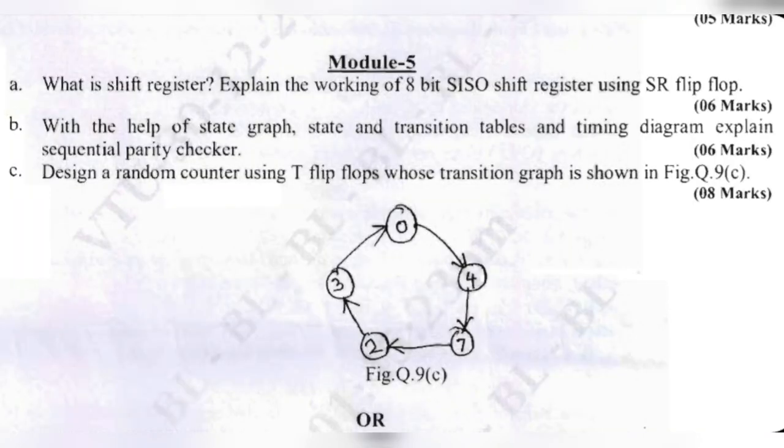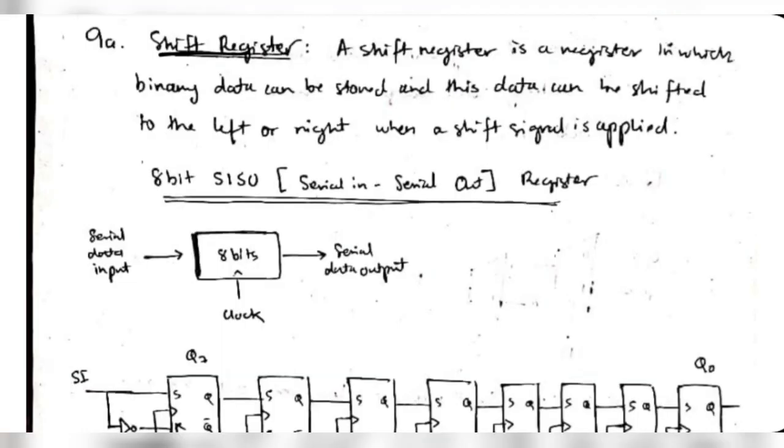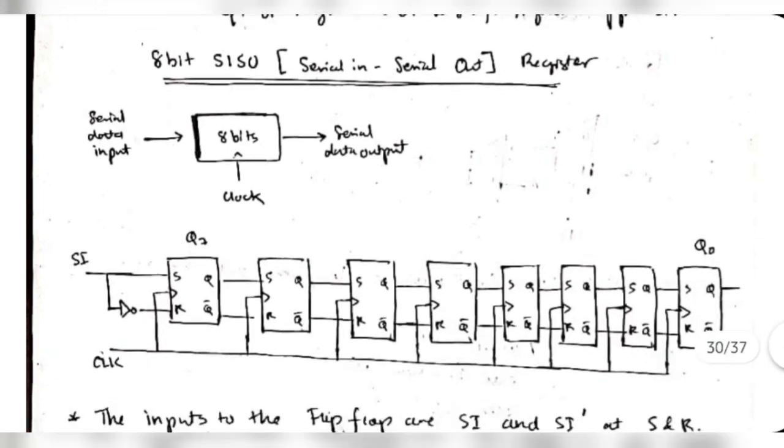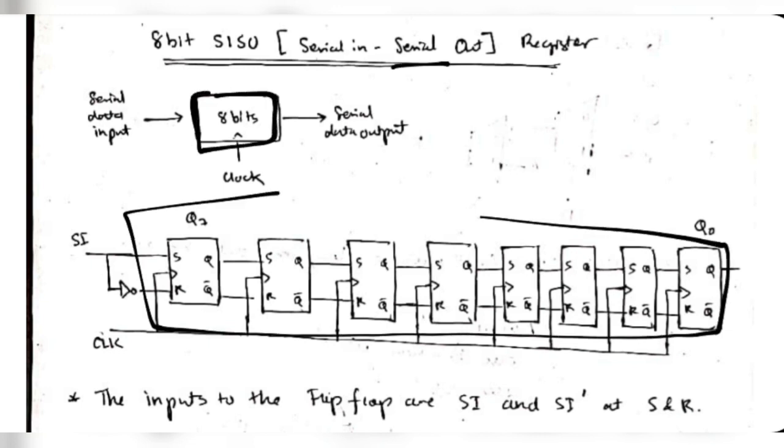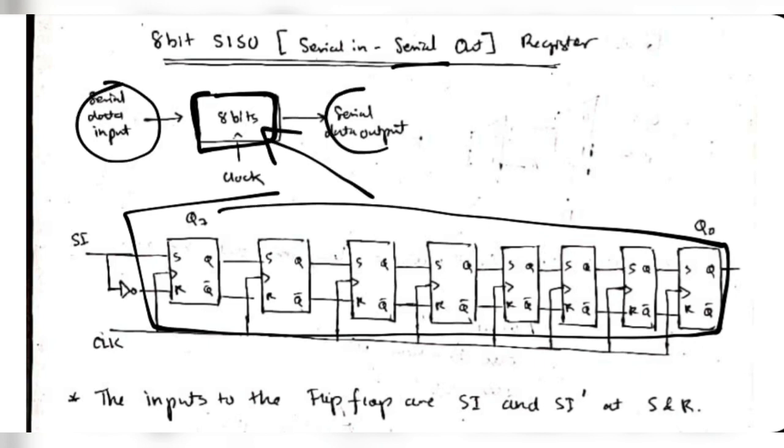In the next question, we have to write the definition of a shift register and explain the working of an 8-bit serial in serial out shift register using SR flip flop. A shift register is nothing but a group of flip flops which hold binary data, and that can be shifted either right or left according to the signal applied. Let's see the 8-bit serial in serial out shift register. You will have the 8 bits here. This is the compressed form of this diagram, and then you will have a serial data input, and that will be output here.